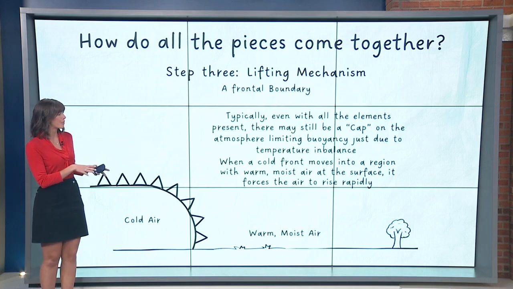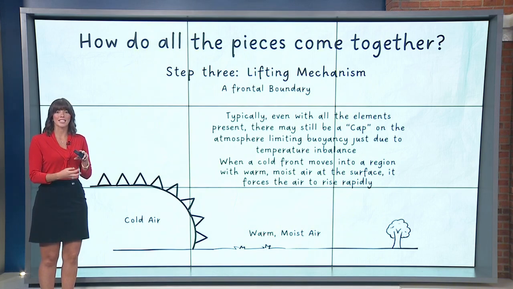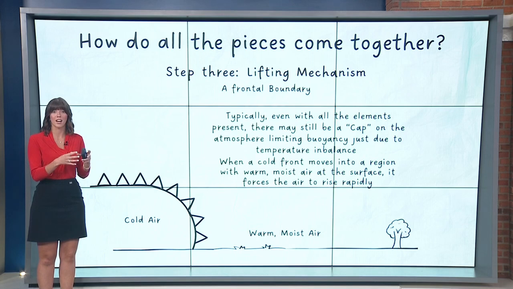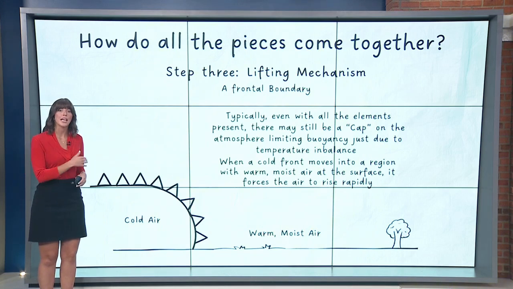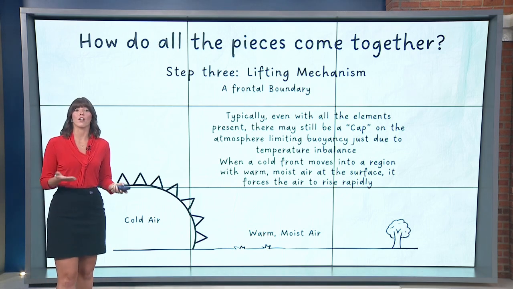So that's what the cap is in our environment. It limits that buoyancy, so it holds that warm air at the surface, and that continues to just build and build all this unstable air or energy right at the surface. So the longer you have a cap in place, say it breaks mid to late afternoon, you have a cold front come through to force all of that air to rise even more rapidly, then you're looking at a pretty volatile environment.